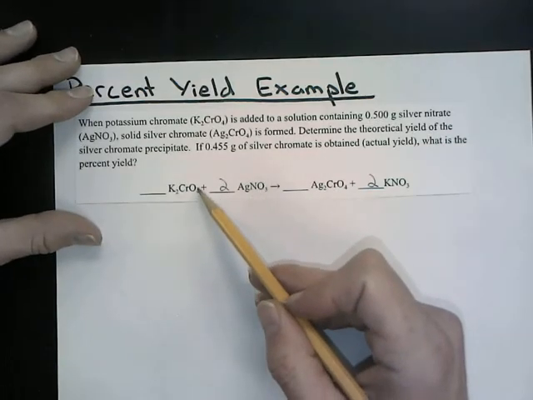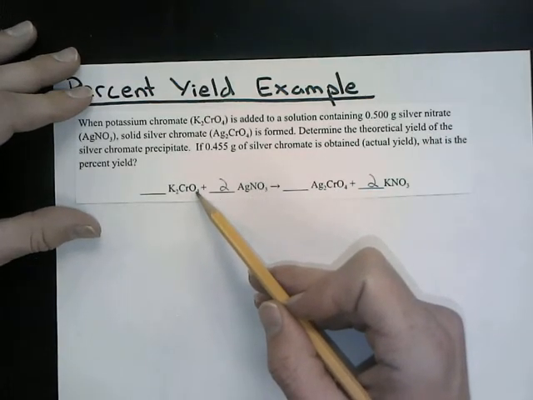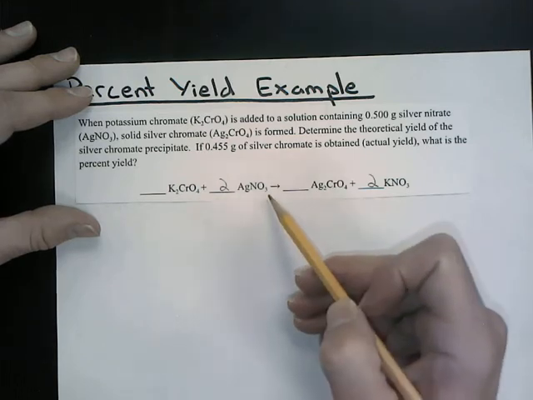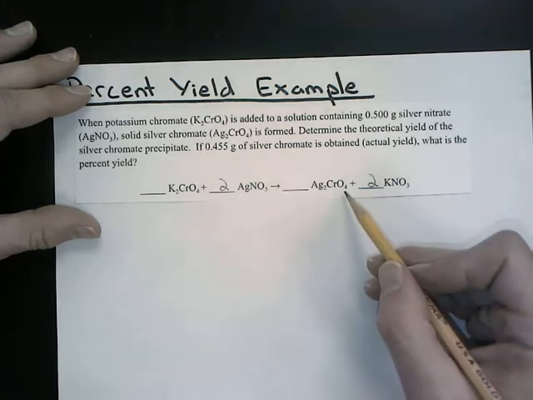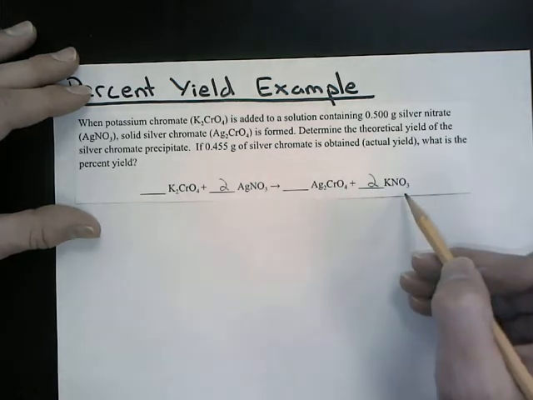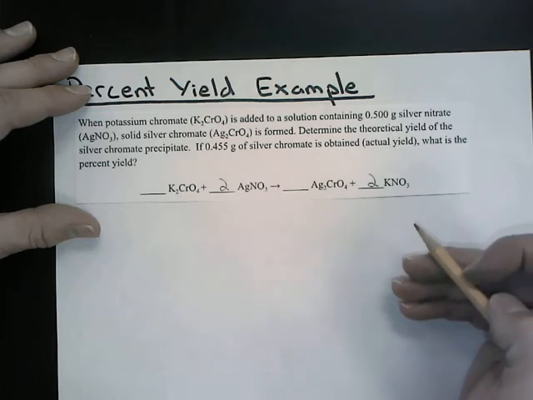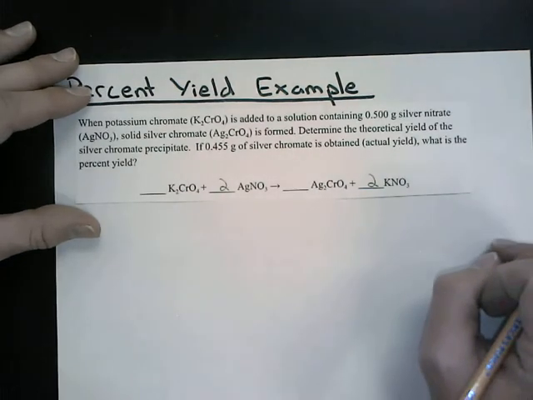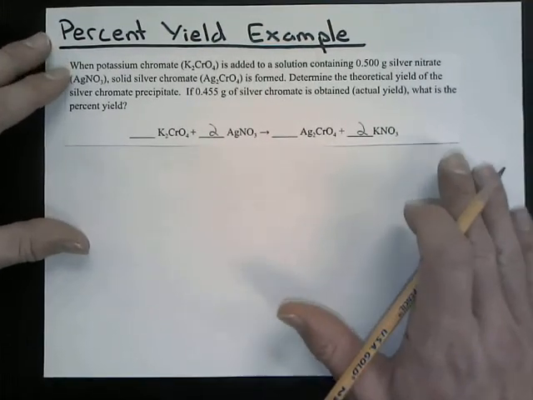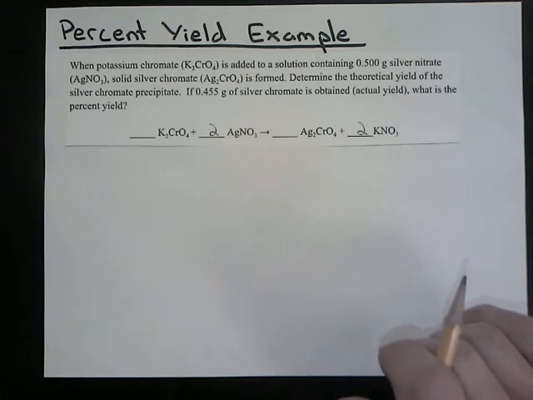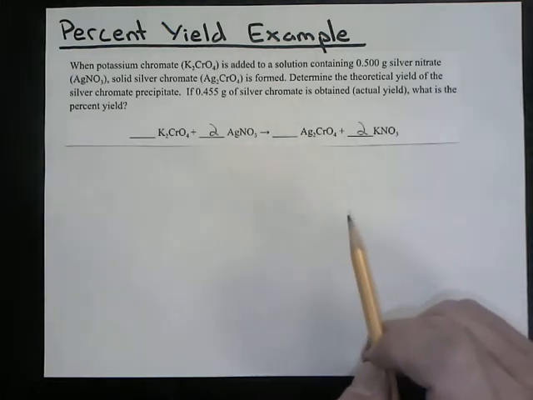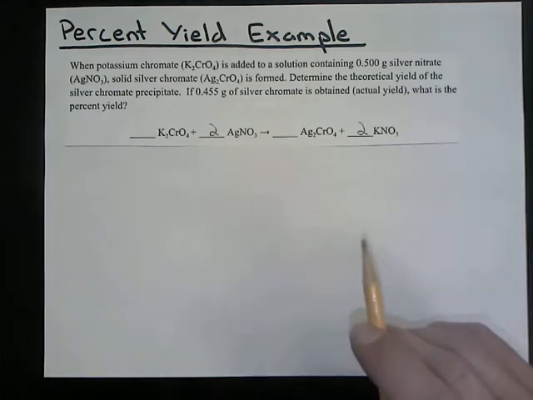So oxygens, we have 4 from the first reactant, plus 2 times 3, 6. So we have 4 plus 6, a total of 10 oxygens. Over here on the right, we have 4 plus 2 times 3, so 4 plus 6, which is 10. So at this point in time, our equation is balanced. Now we need to go through these steps to determine what is our theoretical yield of silver chromate.